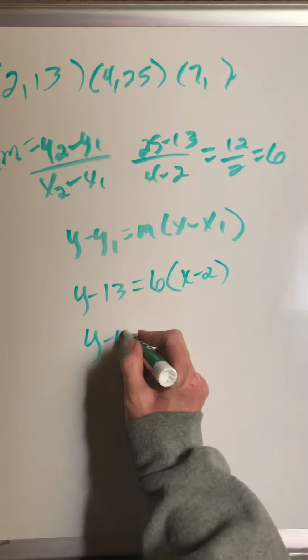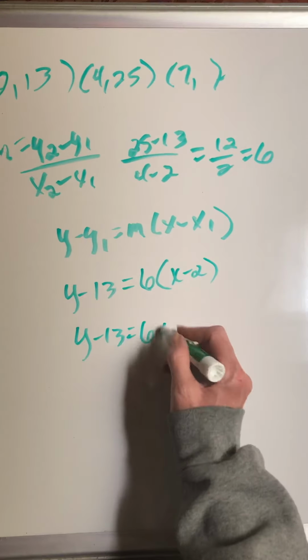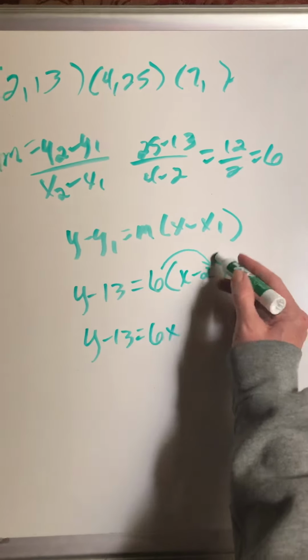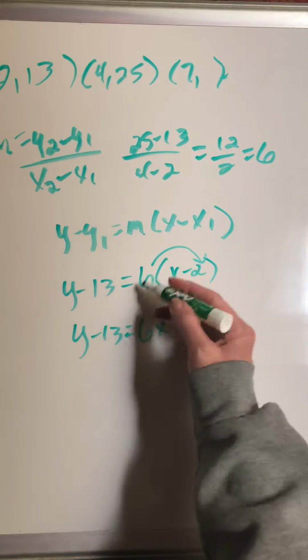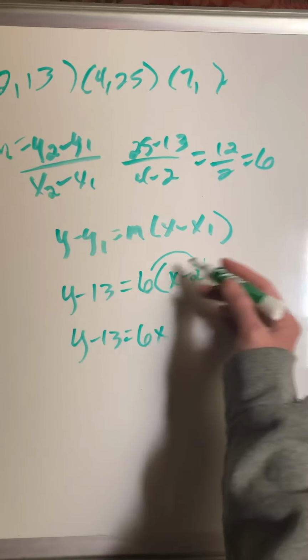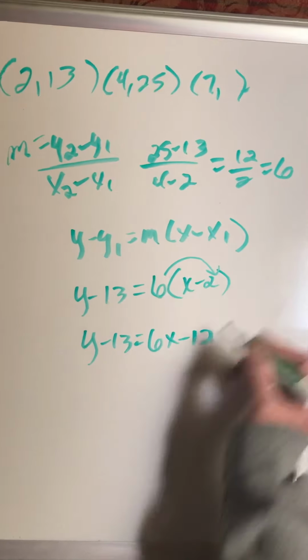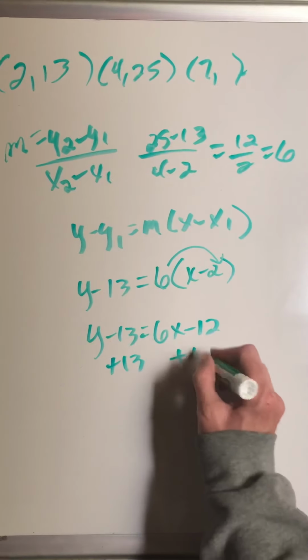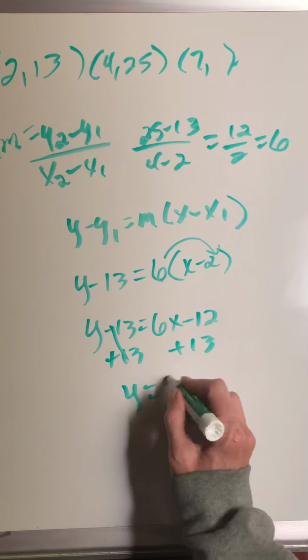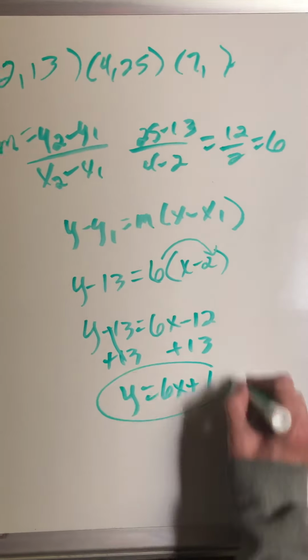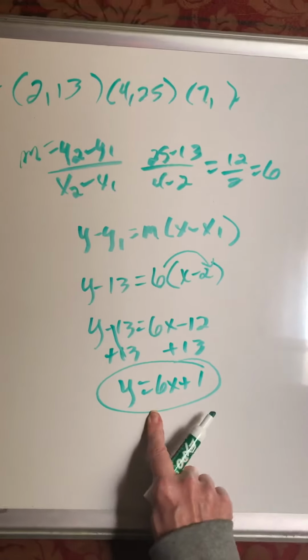So then y minus 13 equals 6x, distribute that 6 correctly. 6 times x is 6x. 6 times negative 2 is negative 12, so make sure you distribute correctly right here. Then add 13 to both sides, so y equals 6x plus 1. Now, that's the first answer.